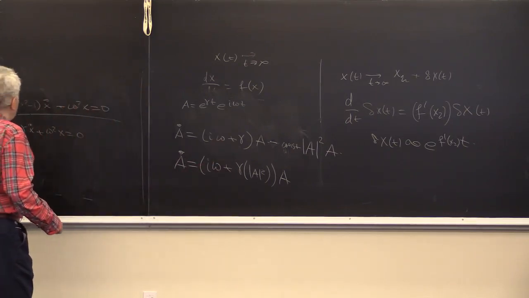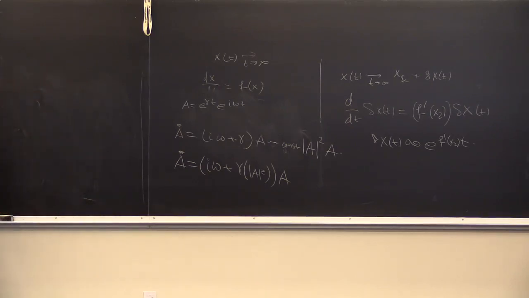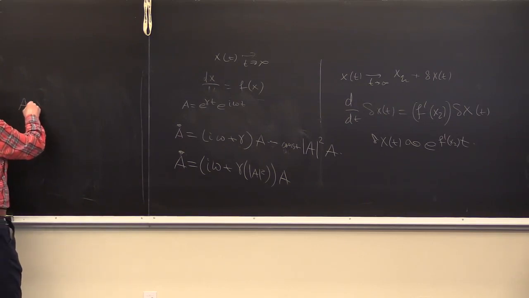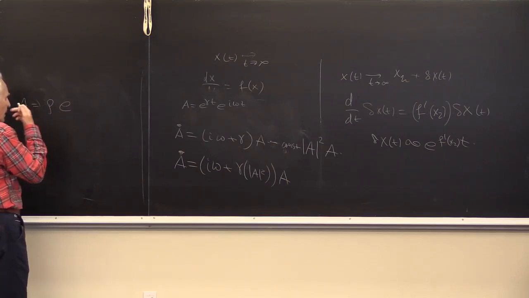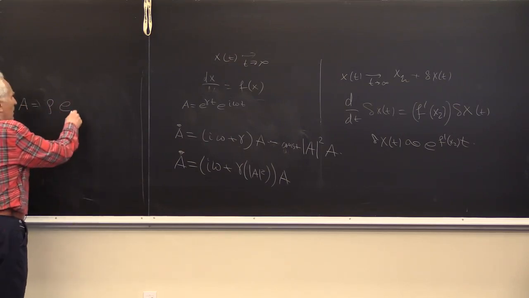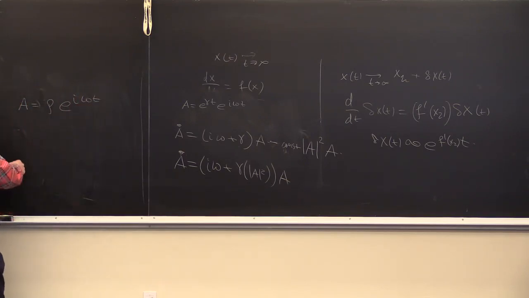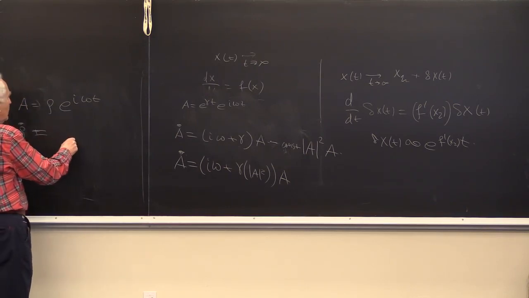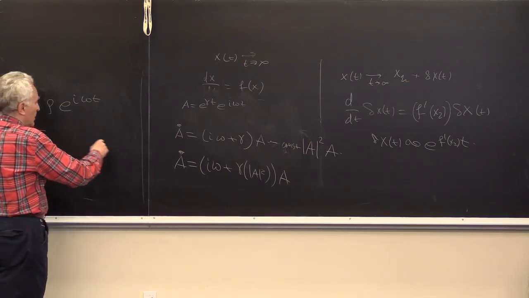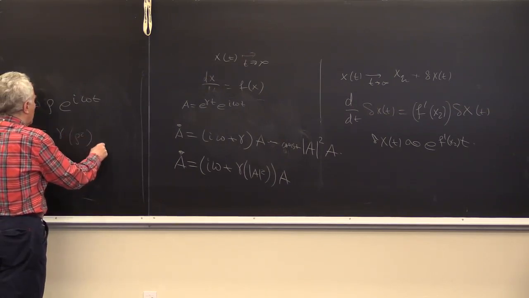Now let's analyze this equation, and we will learn some interesting things about it. Let's change variable, let's write A as the absolute value multiplied by e to the I omega t. When we substitute it, we will get simply rho dot equal to gamma as a function of rho square multiplied by rho, since the I omega disappears.